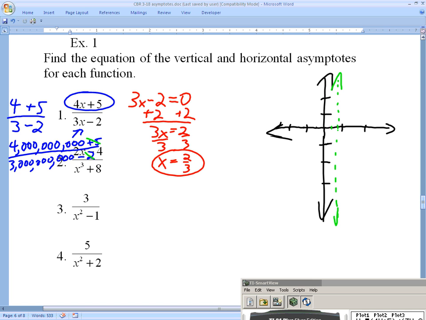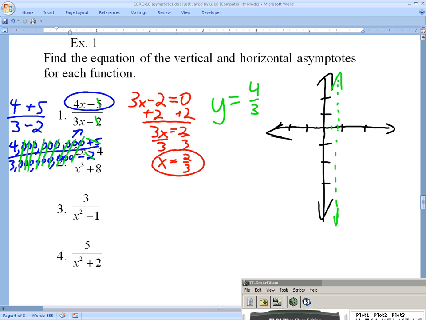And then all these zeros here can essentially cancel out. And what am I left with? I'm left with 4/3. So as this function gets larger and larger, this 5 here and this -2 here matter very little. And I basically have a ratio of 4:3. And so my horizontal asymptote, which will always be a y equals, is just 4/3.